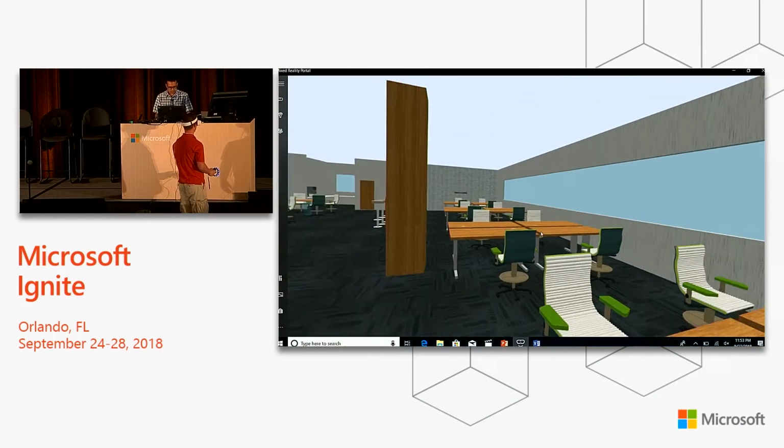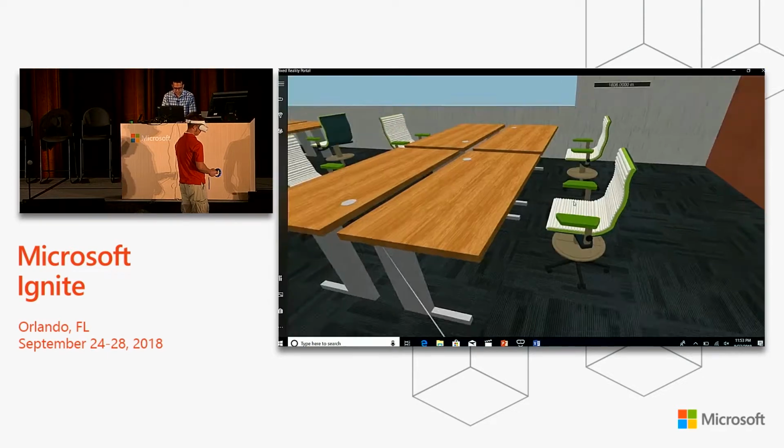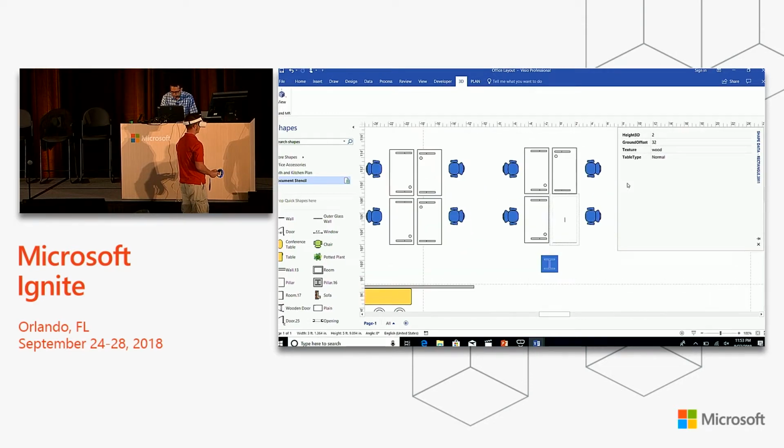As I showed you, these shapes have a lot of data associated with them. These are parametric shapes. So what I can do is select one of these shapes, and instead of table type normal, I'm making it high. I save the diagram.